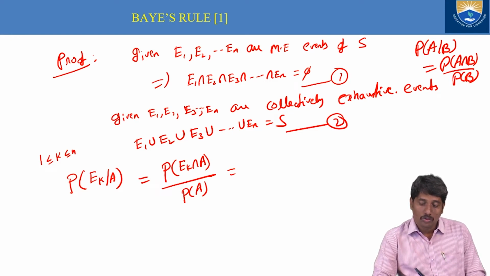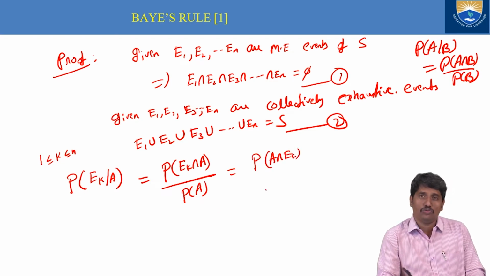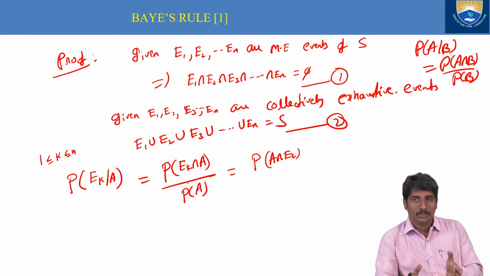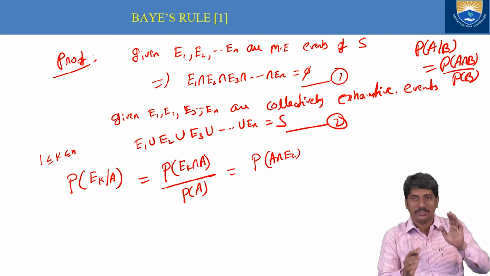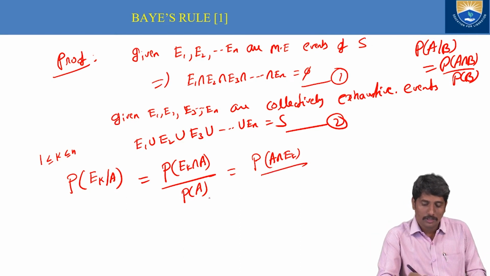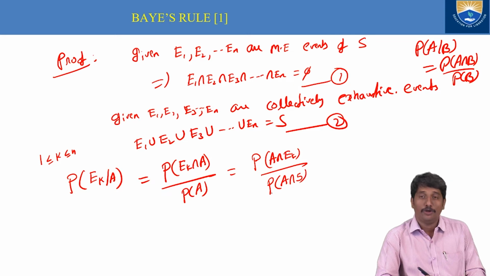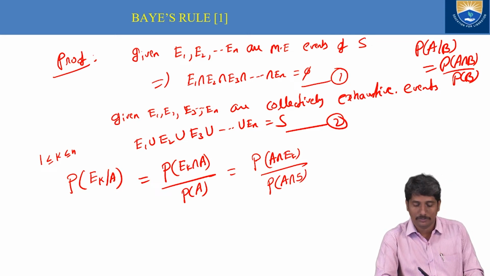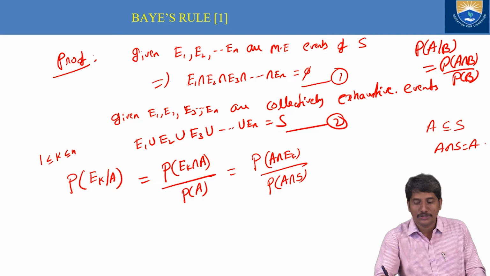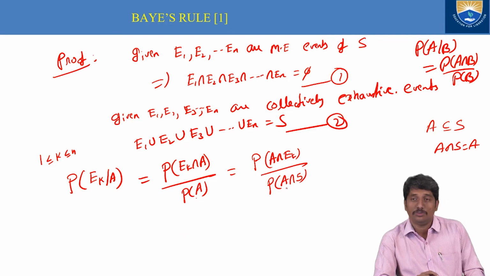Now, let us write this as P of A intersection EK. There is nothing to be worried because intersection is commutative, we just change the places of EK intersection A to A intersection EK. And come to the denominator. If I write the denominator P of A as A intersection S, do you find any difficulty or do you feel any mistake? You know that A is a subset of S, so A intersection S will be A. That is why you could write A as A intersection S. There is no mistake. Okay, because A is a subset of S, automatically intersection goes to the subset.